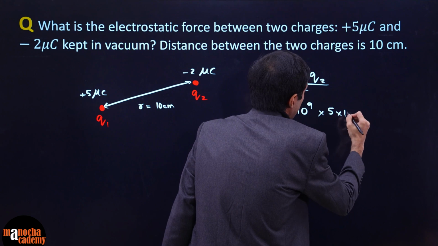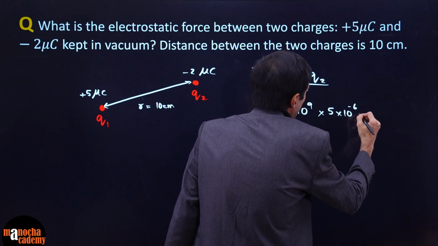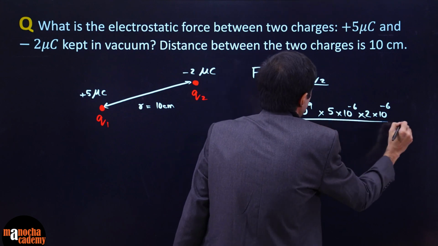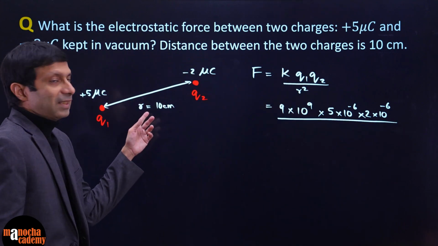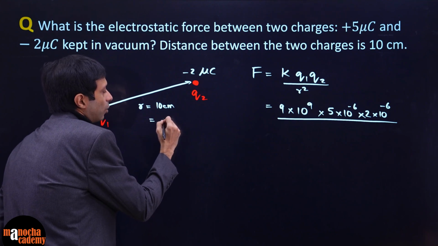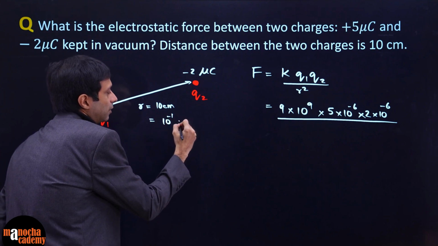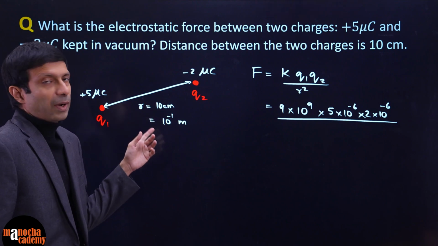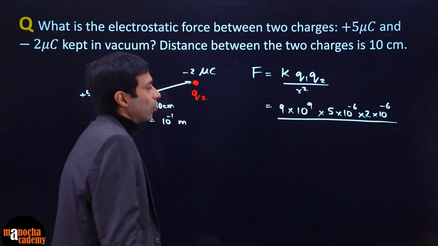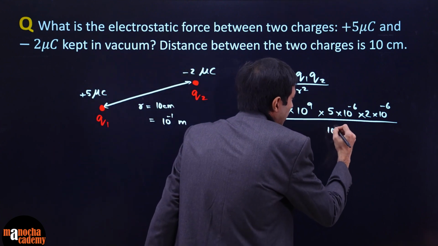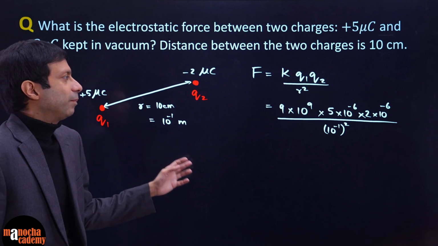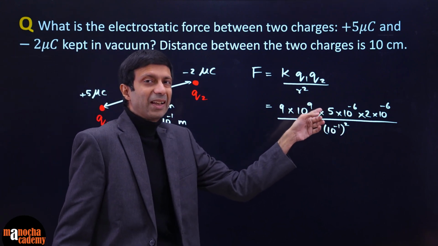5 times 10 to the power minus 6, and then we have a 2 times 10 to the power minus 6. So those are our two charges, and the distance you can see is 10 centimeters, which is basically 0.1 meter, or 10 to the power minus 1 of a meter. It's 10 by 100, 1/10 of a meter. So that we are going to put here, but it is 10 to the power minus 1 square. You guys can see that, right? It's 0.1 meter, which is 10 to the power minus 1, and don't forget the square over there.